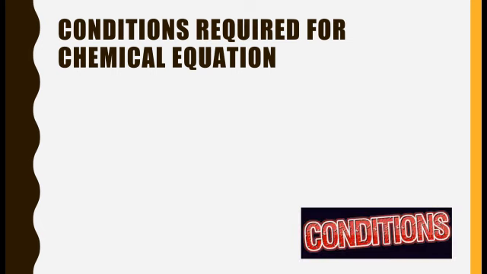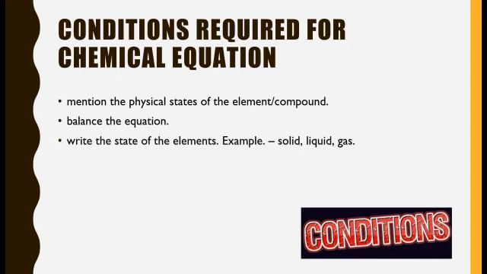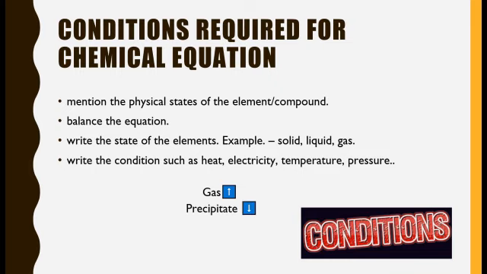Here we will be seeing the conditions required for a chemical equation. The first one is you should mention the physical states of the element or compound. Then we need to balance the equation. Next we need to write the state of the elements like solid, liquid and gas. Then we should write the conditions such as heat, electricity, temperature and pressure. If we are mentioning a gas, then we need to put an upward arrow, and if we are mentioning a precipitate, then we need to put a downward arrow.